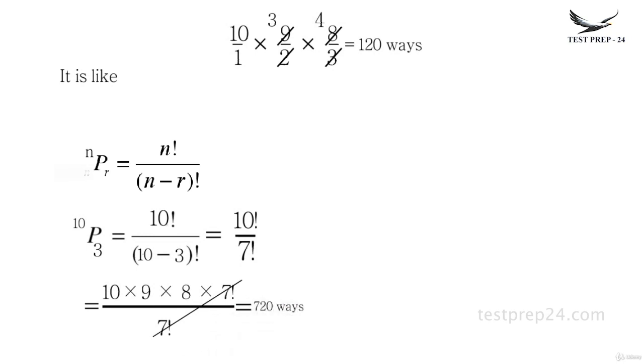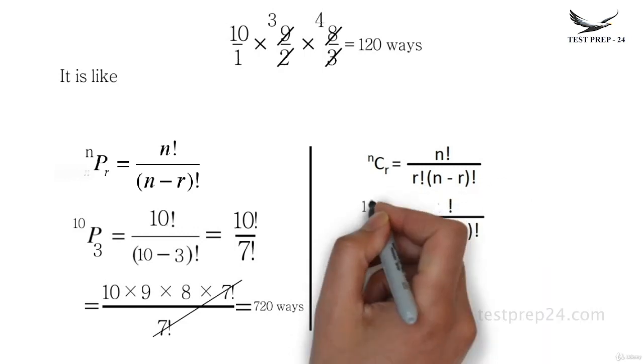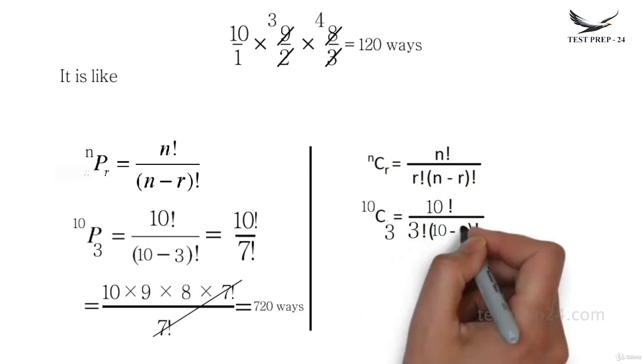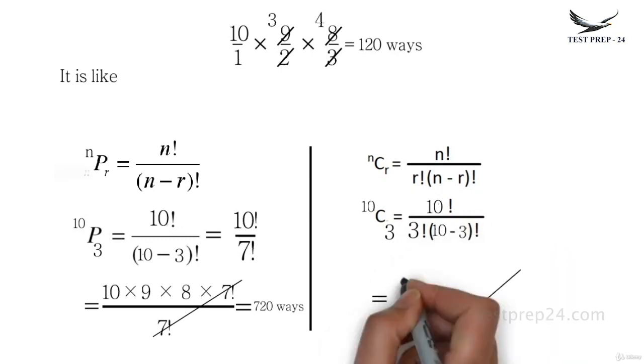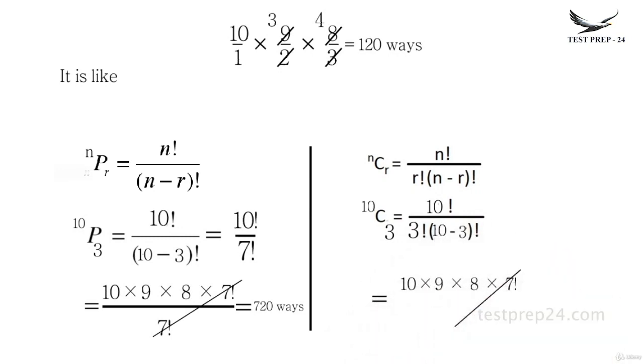Similarly for selections, nCr is equal to n factorial divided by (n minus r) factorial multiplied by r factorial. If you apply this to the previous question, it will be 10C3. 10C3 is equal to 10 factorial divided by 7 factorial into 3 factorial, and finally you get 10 into 9 into 8 divided by 3 into 2 into 1, which is the same as your slots method.